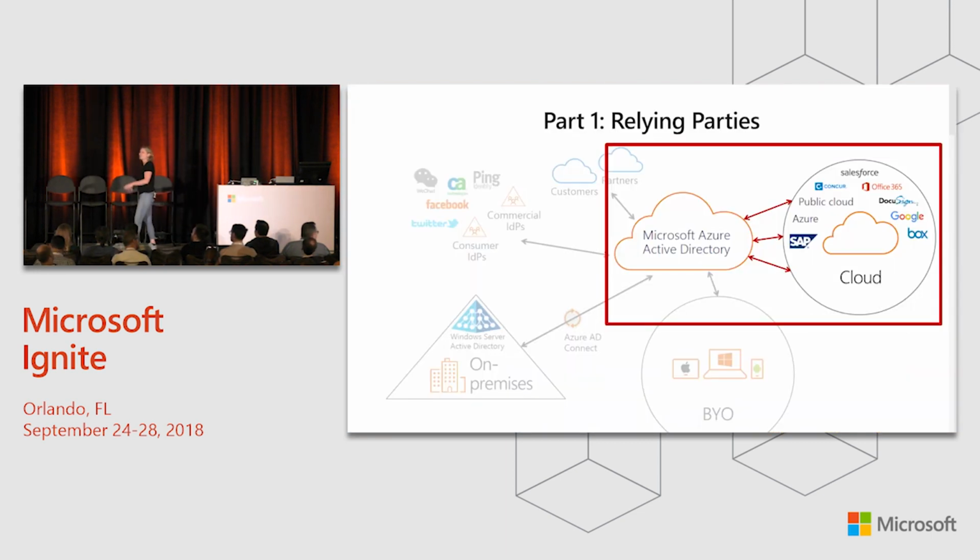All right, so let's take this diagram to pieces, right? It turns out that really what we're talking about when we talk about identity as the control plane is a transmission of trust and data, right?